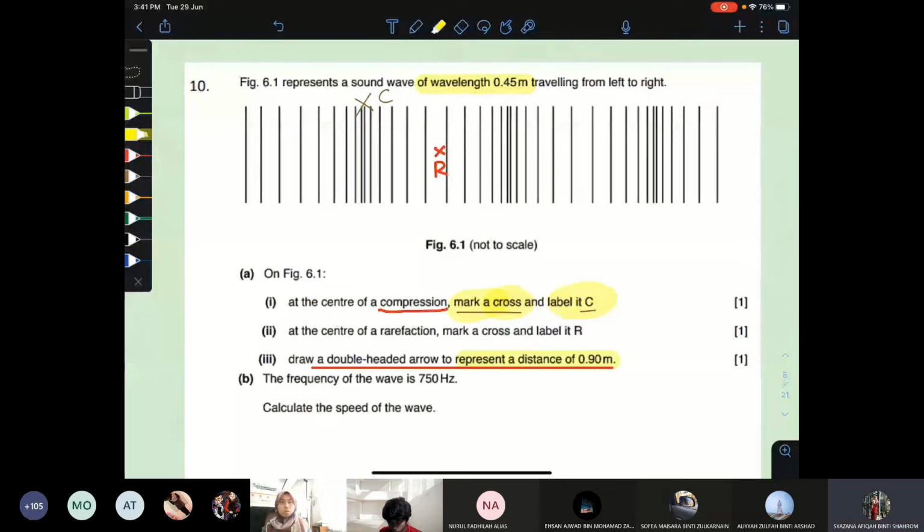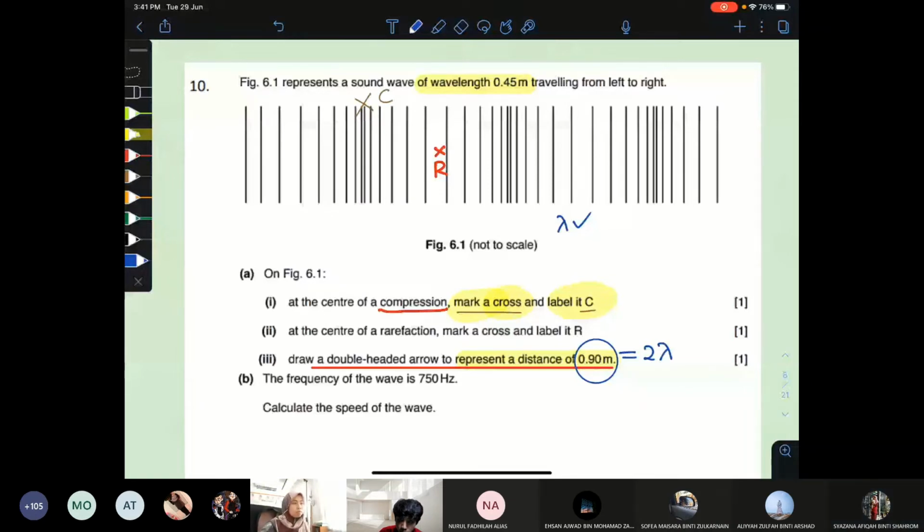So what knowledge do you know? Wavelength. Yes, it is still about wavelength, so we have to understand the meaning of wavelength. A wavelength is one complete oscillation. If it is 0.9, how many wavelengths do we have? Two. So we have two wavelengths. Therefore, you must draw a line of two wavelengths.